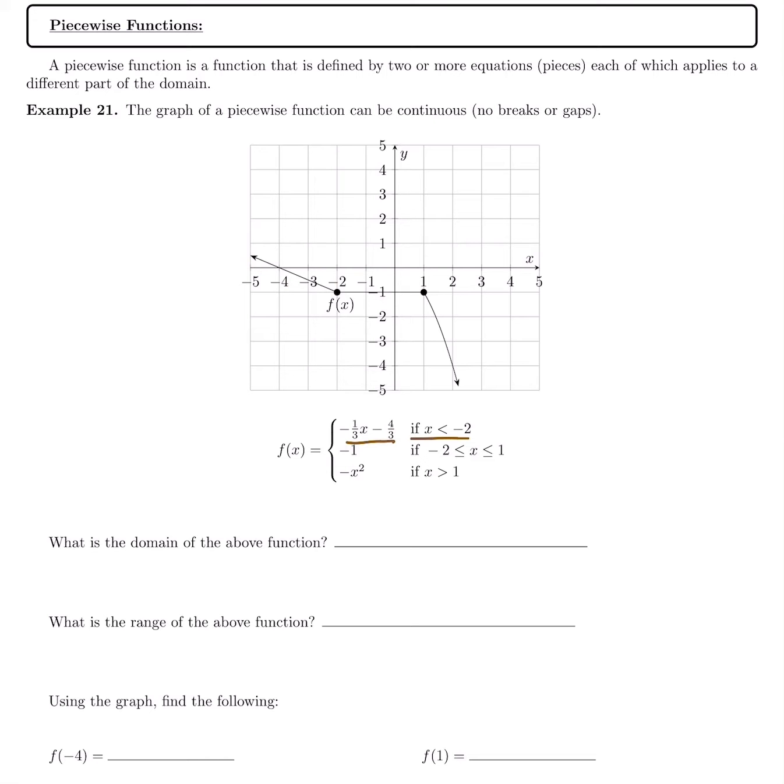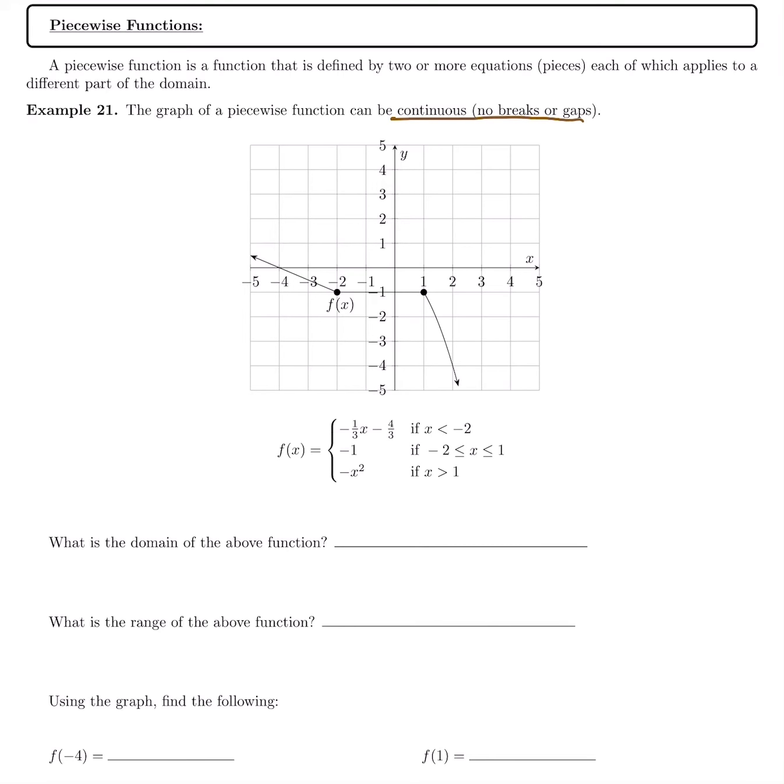And since we could technically trace this graph without picking up our pencil, we could trace this whole thing. There are no breaks or gaps, so it would be what we would consider continuous. There's no spot where I have to pick up my pencil because the graph picks up down here or something like that. There's no breaks in this.